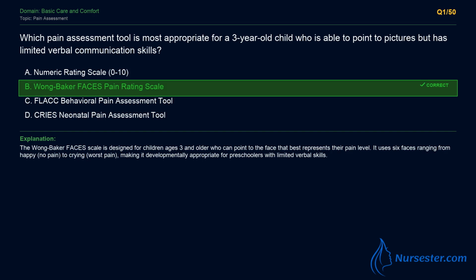The Wong-Baker Faces scale is designed for children ages 3 and older who can point to the face that best represents their pain level. It uses 6 faces ranging from happy, no pain, to crying, worst pain, making it developmentally appropriate for preschoolers with limited verbal skills.